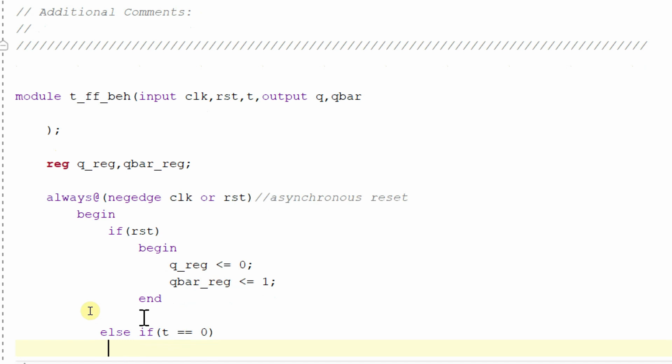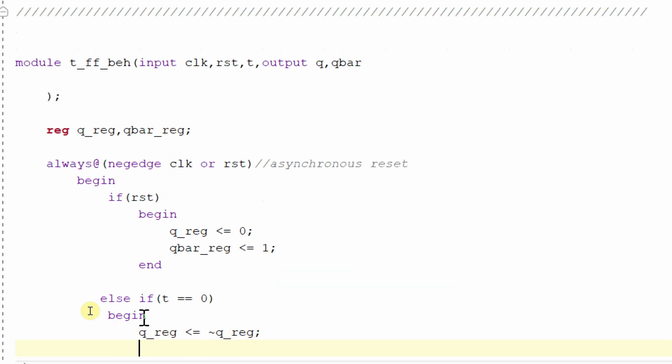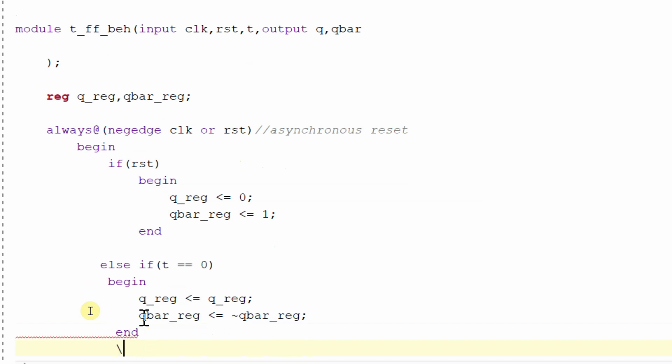if t is equal to 0, then begin q underscore reg will be equal to not of q underscore reg. Basically the output will toggle. Sorry, if t is equal to 0, the output will remain as it is, q underscore reg, and q bar underscore reg will be equal to not of q bar underscore reg, ending this.